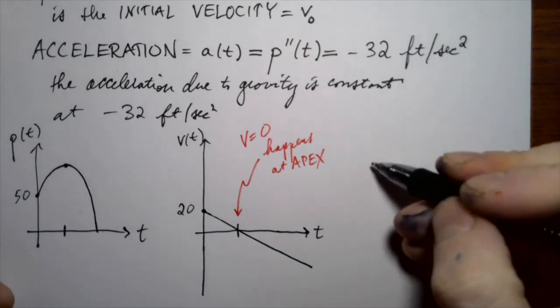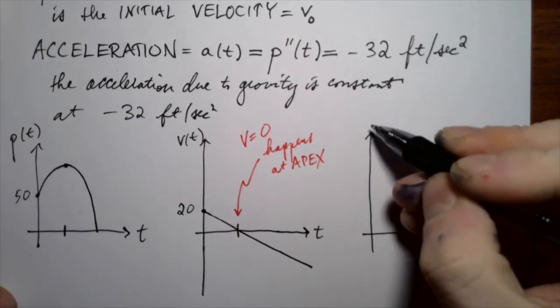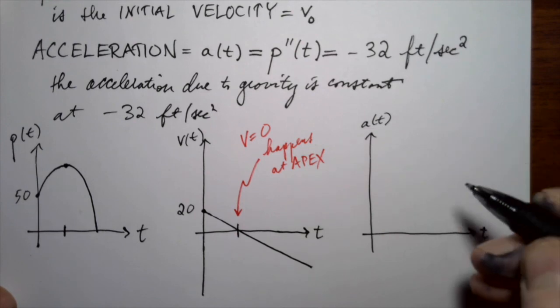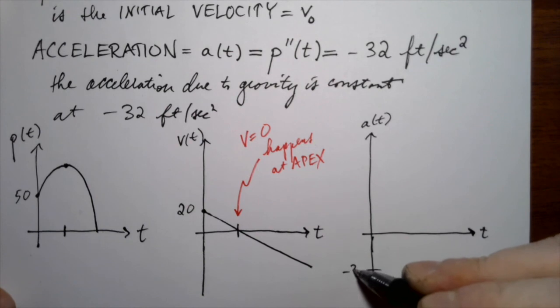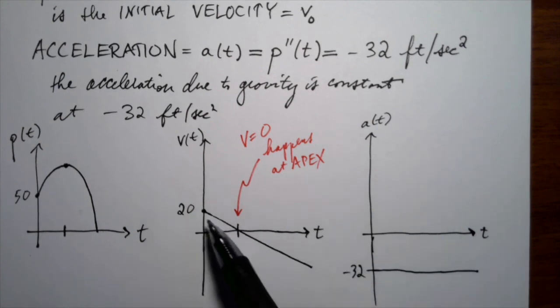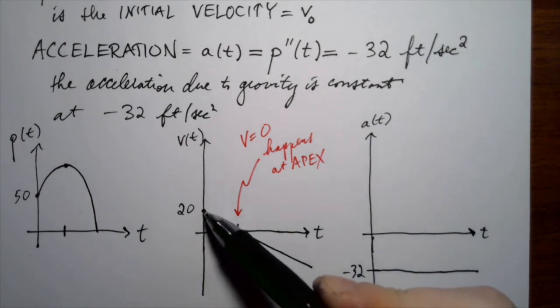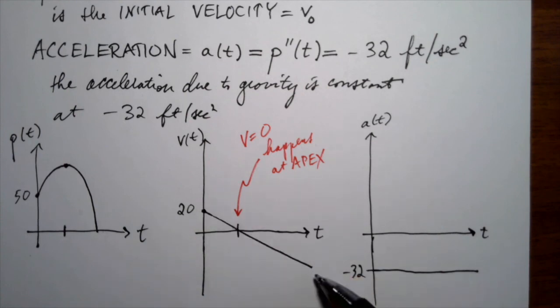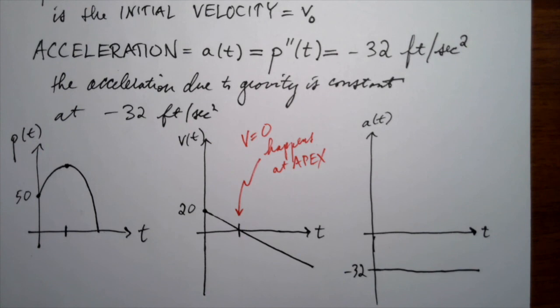Okay, and now finally, what's the acceleration function look like as a function of time? The acceleration function is just constant at minus 32. So here's minus 32. The acceleration is just constant, pulling it down at a rate of minus 32. So that value minus 32, that's the slope of the velocity function. And similarly, the values of the velocity function, it's the height of this line is the changing slope of the initial parabola.